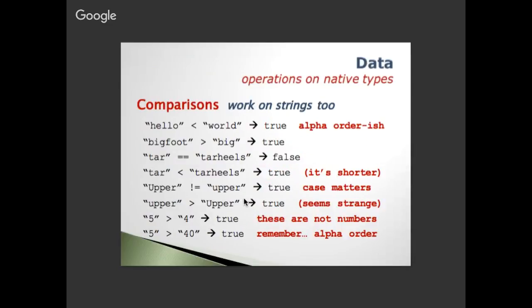Strings, comparisons on strings, you can do the same. And on strings, what it's going to do, like hello less than world, is true. It uses what's called alpha order-ish. It's not true alpha order, it's alpha order-ish. Meaning if you had numbers in there and symbols, they would throw it off a little bit because it uses the ASCII equivalent of each letter.